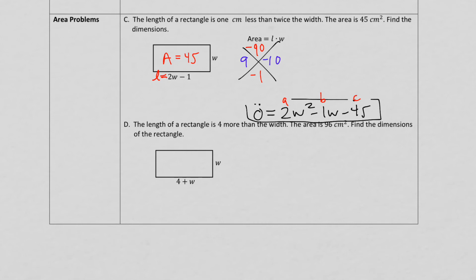So I take the original quadratic, 2W squared minus 1W minus 45. I'm going to now split my original B term as 9W minus 10W. That's still just minus 1W. And I have 2W squared, then minus 45. Now I'm going to group. First two, last two. These share a W in common, so I'll take that out.